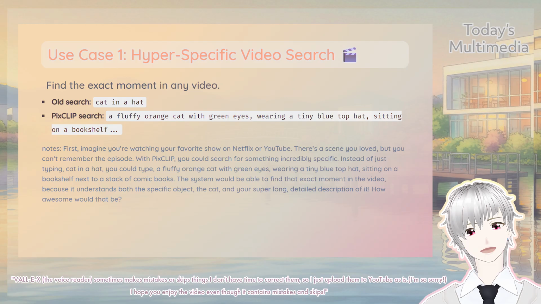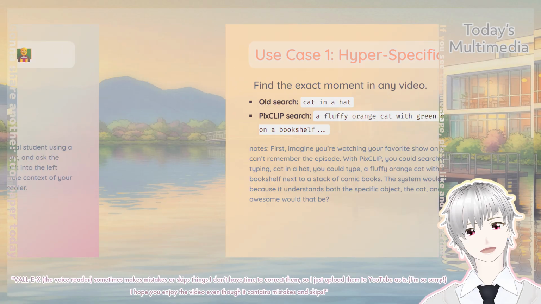First, imagine you're watching your favorite show on Netflix or YouTube. There's a scene you loved, but you can't remember the episode. With PixCLIP, you could search for something incredibly specific. Instead of just typing, cat in a hat, you could type, a fluffy orange cat with green eyes, wearing a tiny blue top hat, sitting in a bookshelf next to a stack of comic books. The system would be able to find that exact moment in the video, because it understands both the specific object, the cat, and your super long, detailed description of it. How awesome would that be?